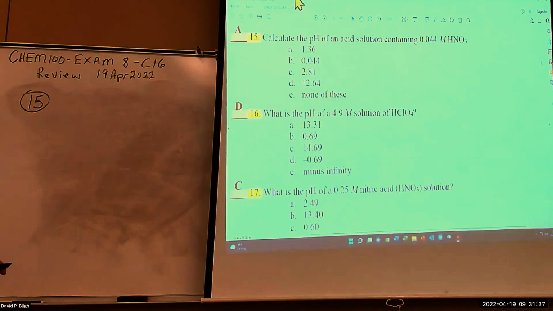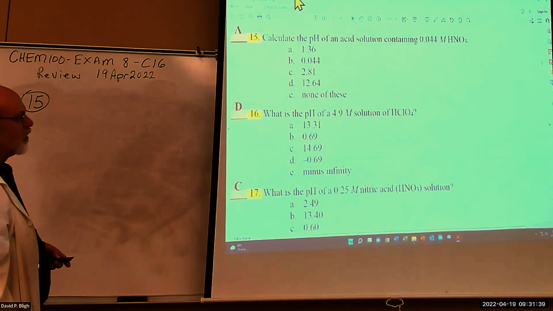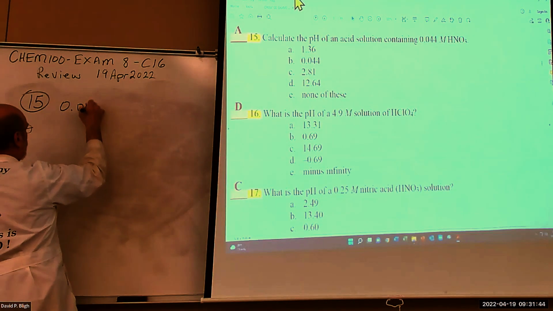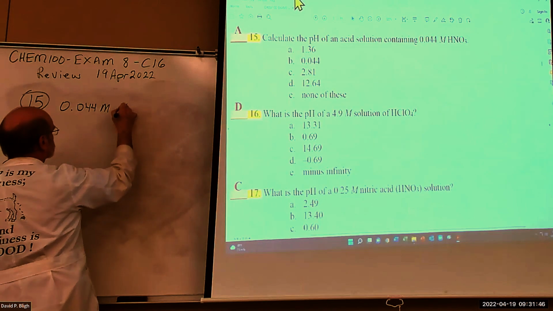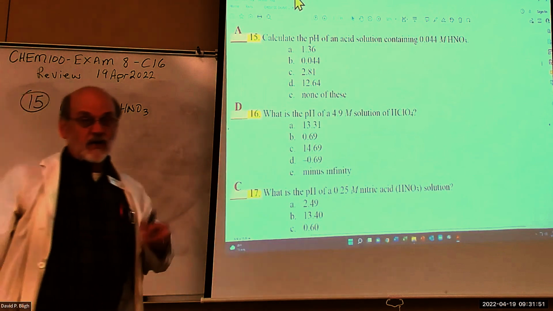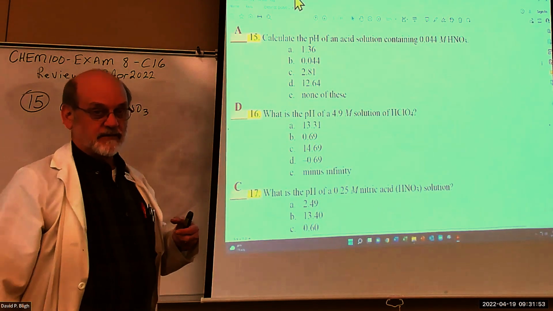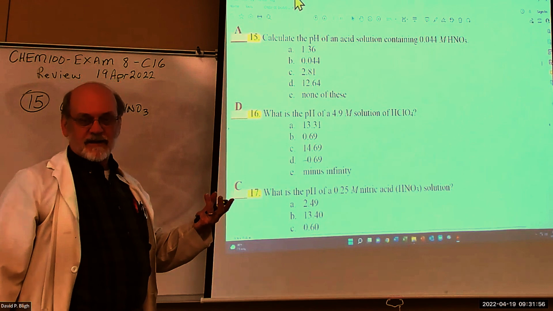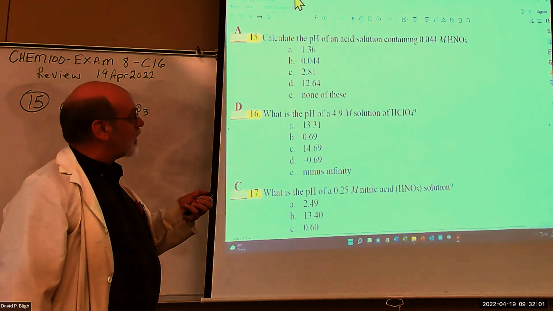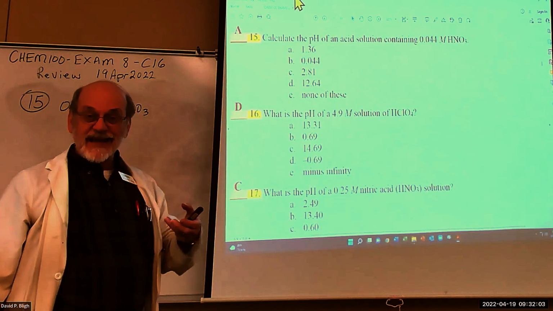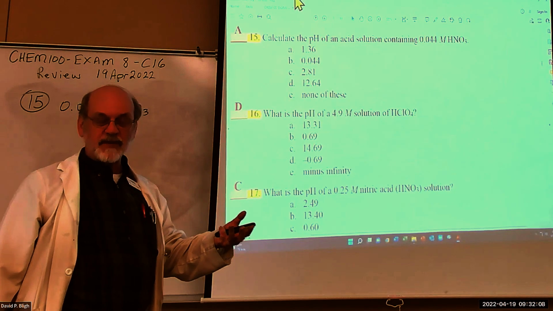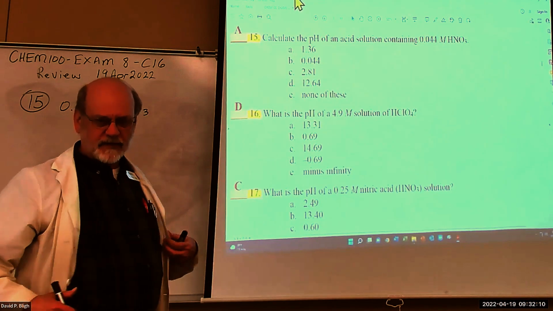Calculate the pH of an acid solution containing 0.044 molar HNO3. That's a pretty low concentration for a strong acid. So the potential here is for this concentration to be so low that it's less than the pH of the water, which would be 7. So let's see.